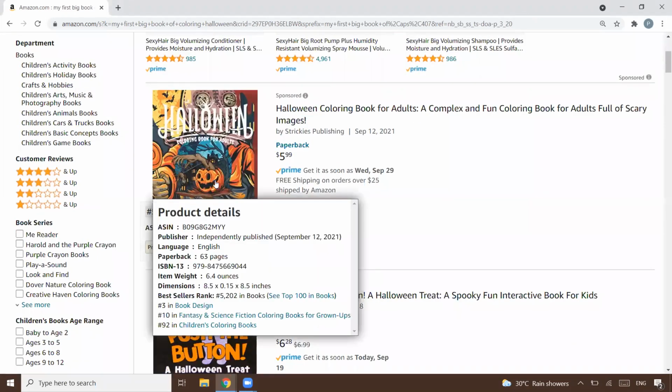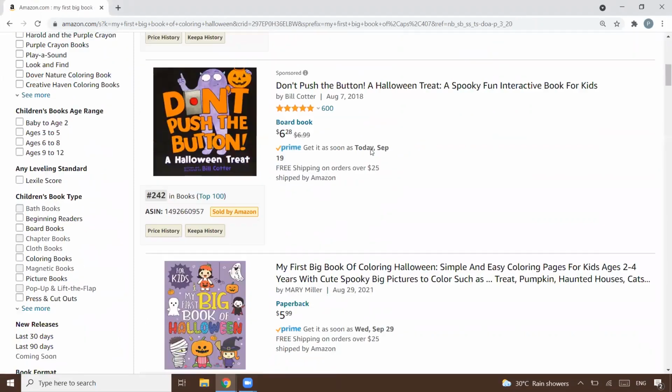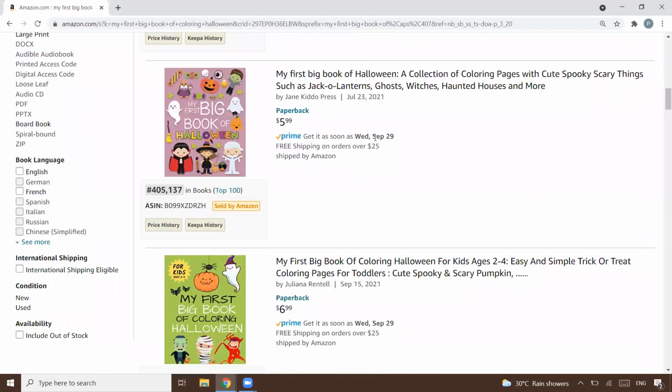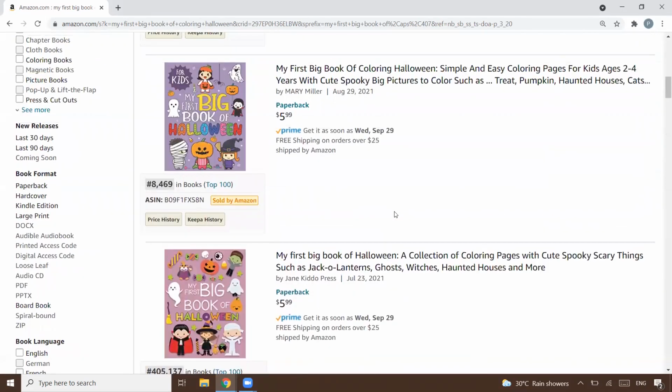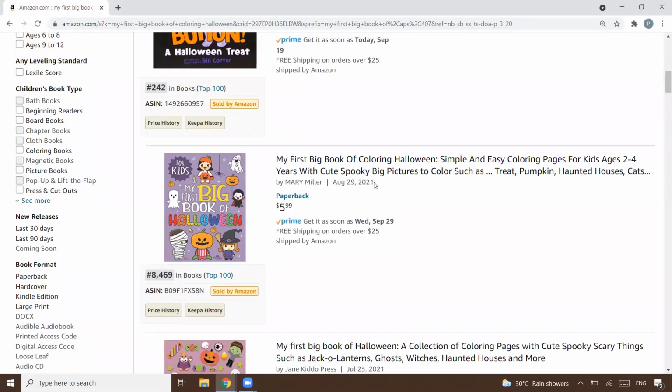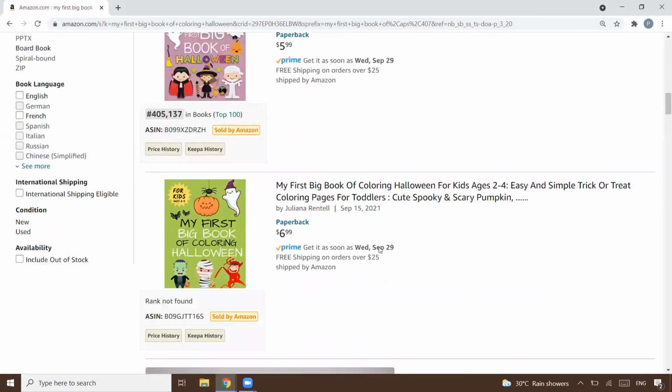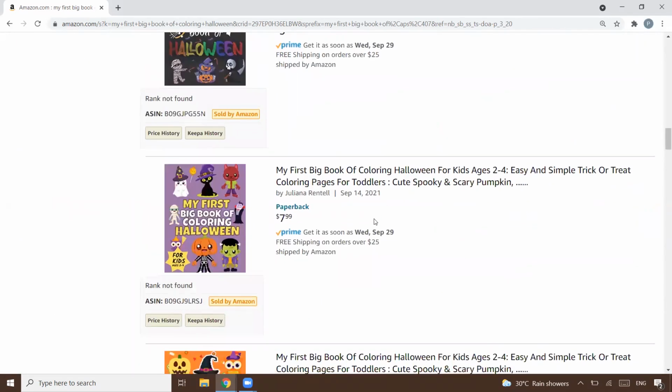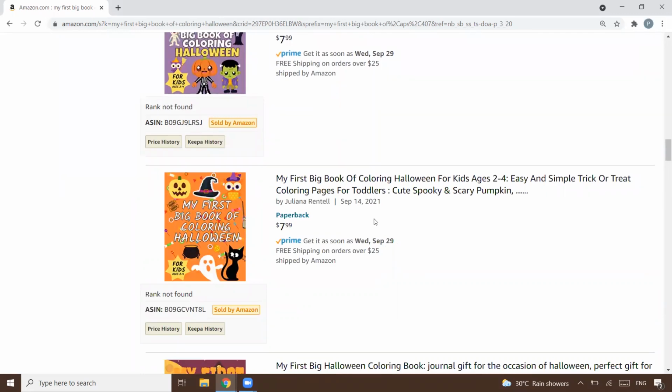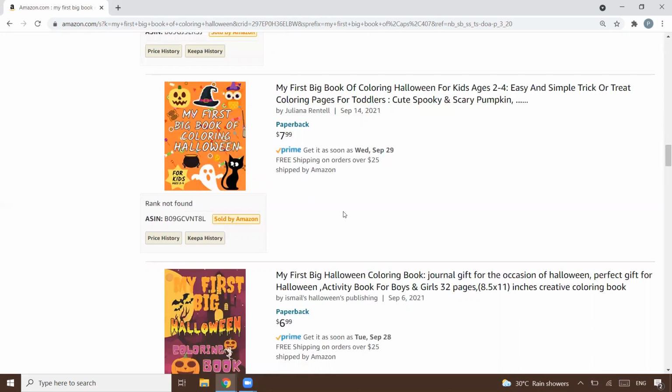If you scroll down, we can see that the books listed here have very, very low BSRs. This one was just published in July 2021, and it has a low BSR of 405,137. And this one was just published last month in August, and it has a BSR of 8469. So yes, it is selling very well, and probably this is a good niche for any KDP beginner to create a book for. We can give our efforts, and if things work out well, we may get the proper results as well.